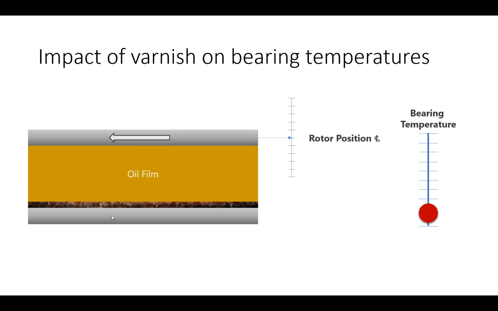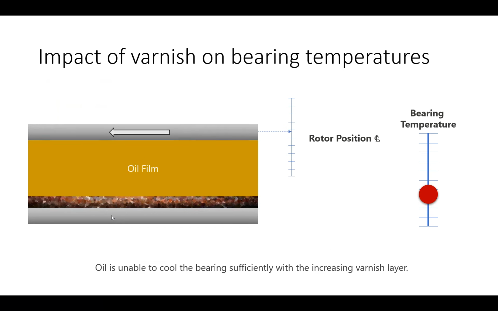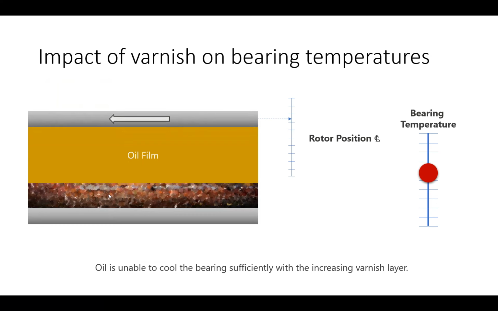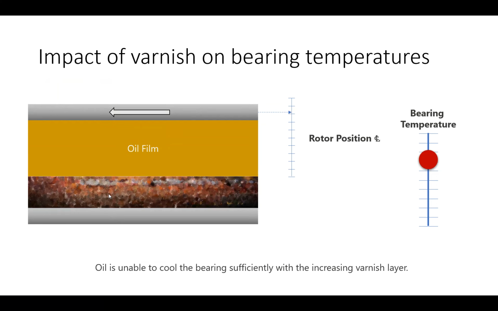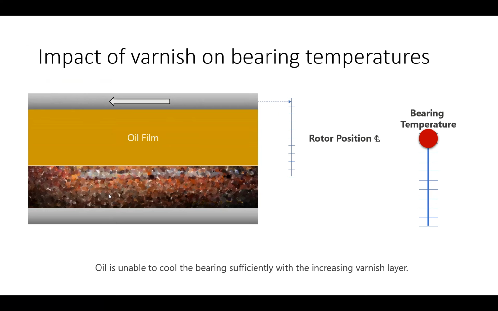So imagine that you now have your layer of varnish, which is slowly increasing, because it's a normal oligomerization process. Immediately you can see that the bearing temperature is increasing. The oil is not able to dissipate the heat efficiently, and the layer becomes thicker, and the temperature is again increasing. Mention also the rotor position, which is moving and constantly increasing, and that's this typical spike that you see, the increase of the temperature.